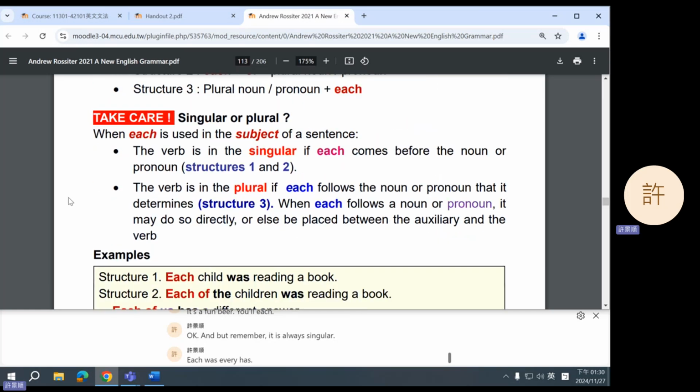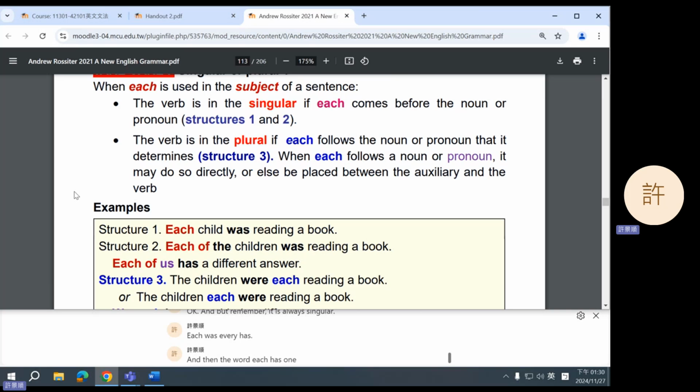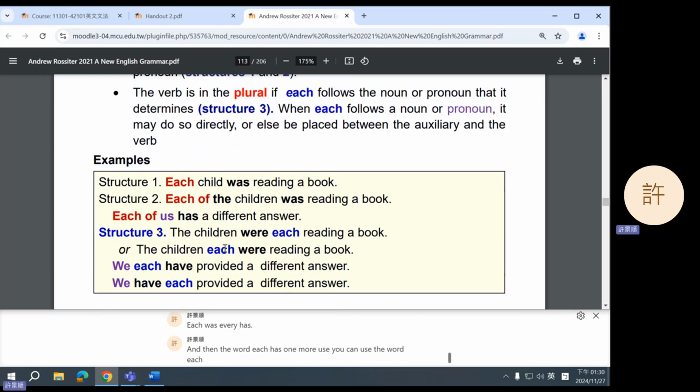And then the word each has one more use. You can use the word each as an adverb. So each of the children was reading a book, or you can say the children were each reading a book. The meaning is the same. It's just two different ways of saying it.